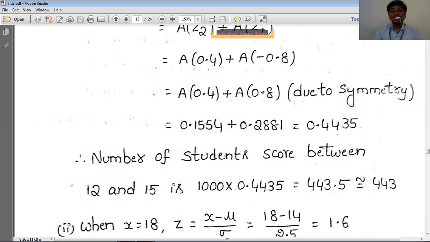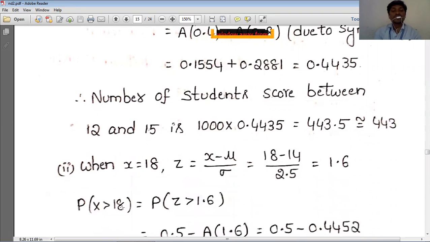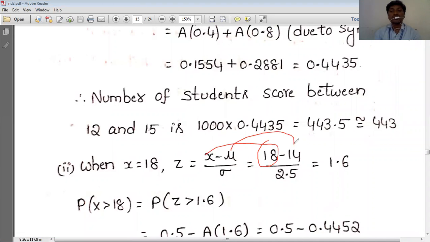And next, P of x greater than 18. So x greater than 18, we are converting into z. So z1 is equal to 1.6. We got it simply by substituting 18 in place of x, and there is no change in mu and sigma. And 1.6. And now we need to calculate that.